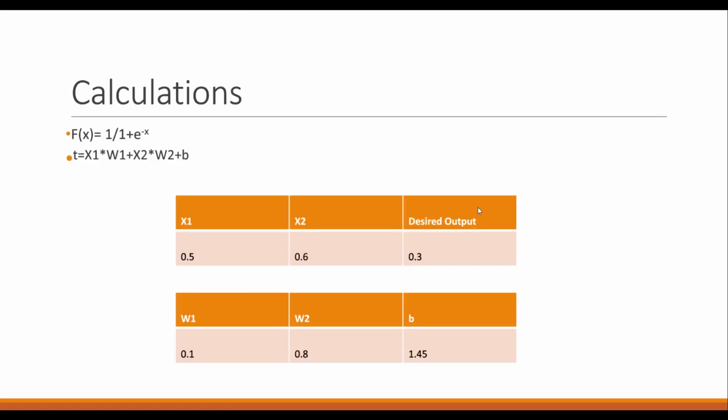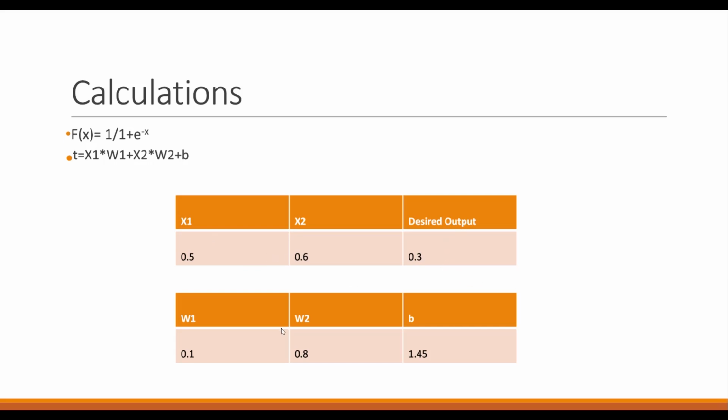Now we will use the sigmoid activation function and assume the output layer, and the equation will be f(x) equal to 1 upon 1 plus e raised to the power minus x. And the equation is t equals x1 into w1 plus x2 into w2 plus b. So here is the table we have created. In this equation, t is the sum of products between inputs and their weights. As you can see in this figure, we have created x1, x2, we have inserted the values in float form, and we have assigned the desired output.